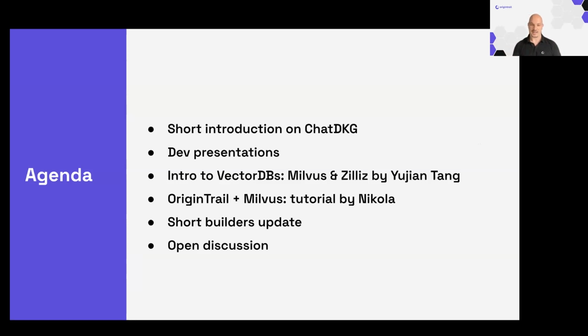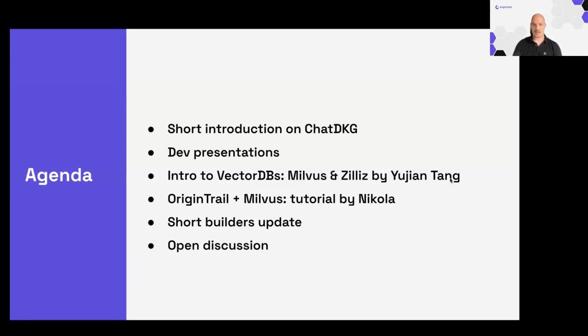But basically, this is what we're going to do today. We're going to go quickly through ChatDKG, the quick intro about it. Why are we here? Dev presentations. Then, as already mentioned, Yujian will take over and show us an intro into vector databases and basically explain what Milvus and Zilis are about. After that, we go deep into how that can be used with OriginTrail and Milvus together with Nicola, our lead blockchain developer, who will be presenting this case. We have also a short builders update for all the developers in the OriginTrail ecosystem. And as always, in the end, of course, room for open discussion for everybody.